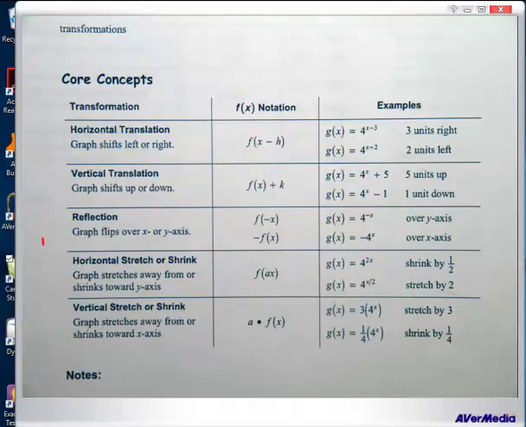You've got horizontal translations. Because it's horizontal, it's affecting the x. So you replace your x with something. Instead of f of x, it's now x minus something or plus something. Okay? Vertical translation, something happens on the outside.